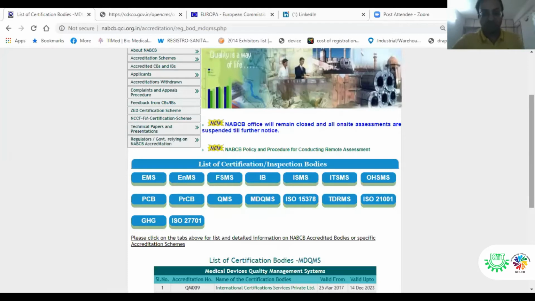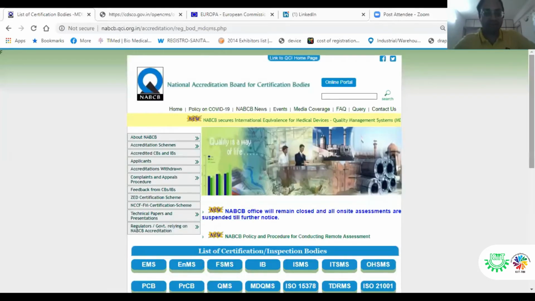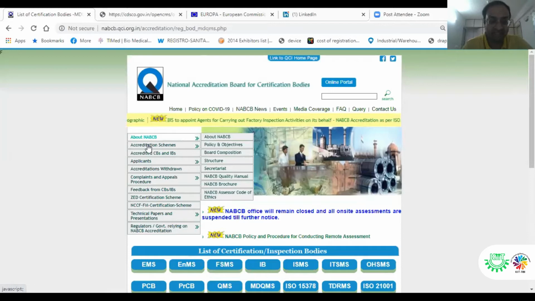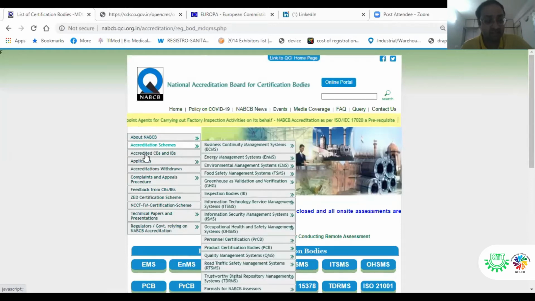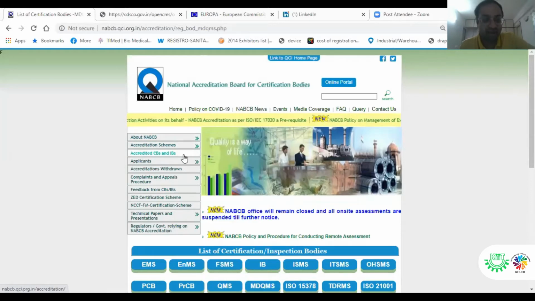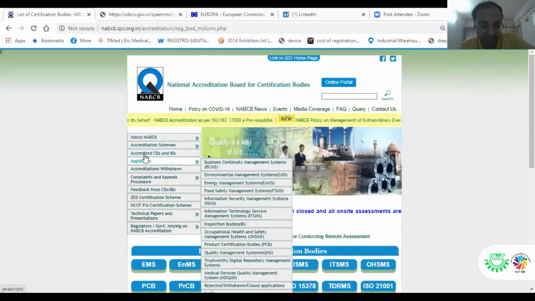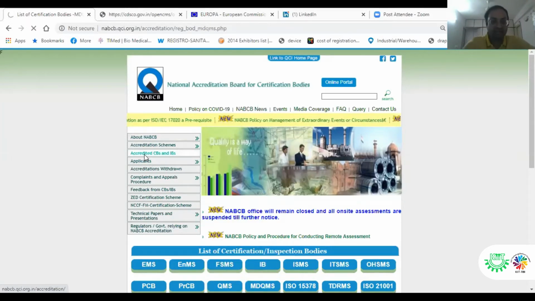So now here you can see the website of the National Accreditation Board for Certification Bodies, which is responsible for giving accreditations to all the certification agencies or bodies. So this is the website. Now here you can see the NABCB accreditation scheme, accredited certification bodies, and IBs. So now we have to select accredited certification bodies and IBs.